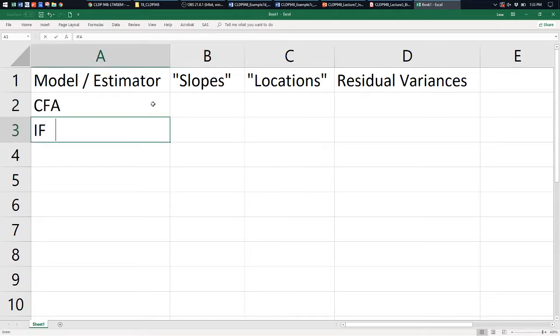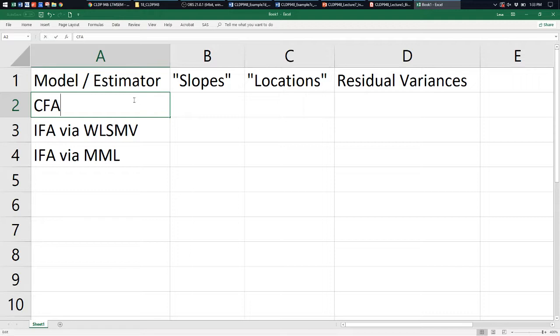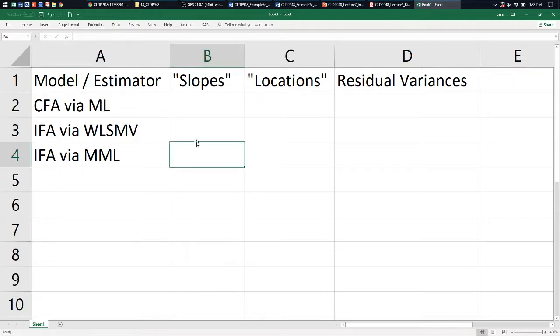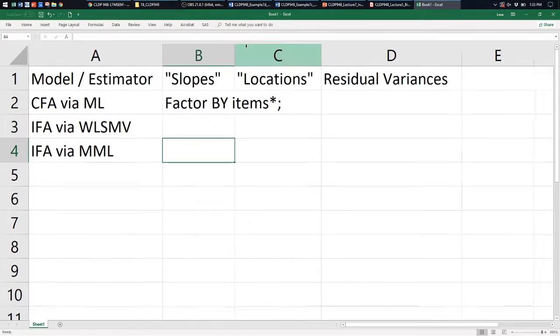CFA, IFA via WLSMV, and IFA via ML, or MML, as it's often called, marginal maximum likelihood. And so this one is ML. So how do we refer to the slopes or the loadings? It's just factor by items, right? And that is the case in all three.